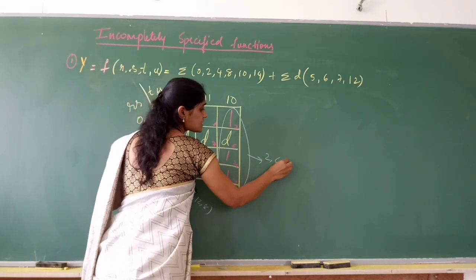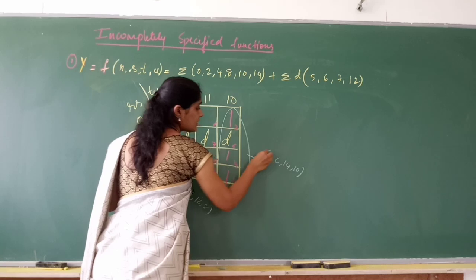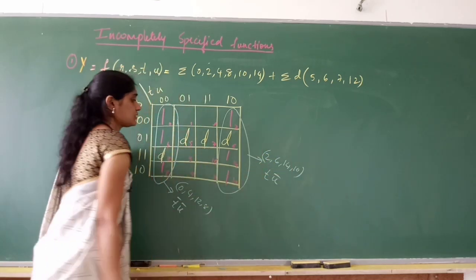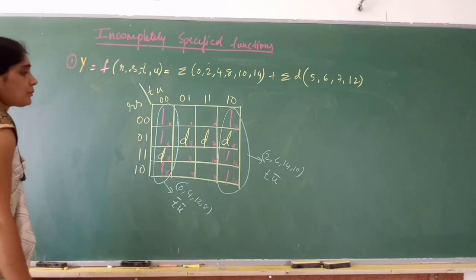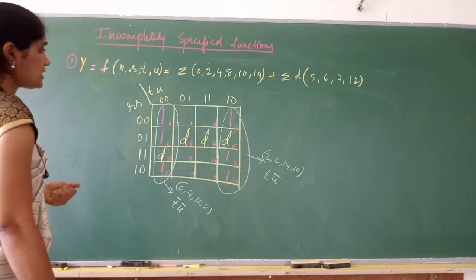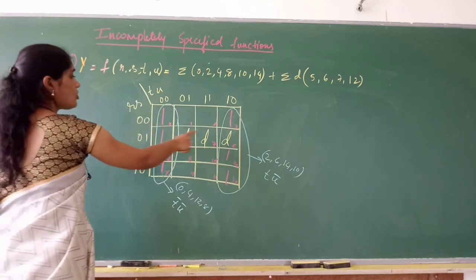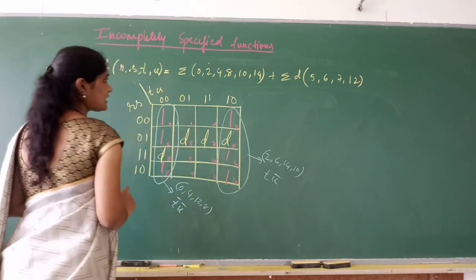So 2, 6, 14, 10 is a group. So what is the equation we get? T U bar. Just look at the K-map and check whether we have covered all the min terms. Yes, 0 is covered, 2 is covered, 4, 6, 8, 10, 14 is covered.